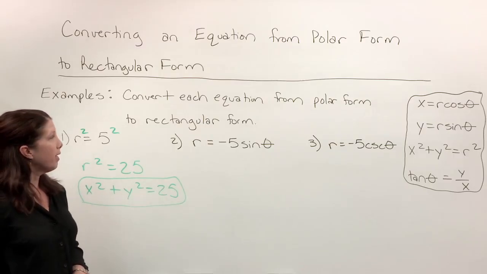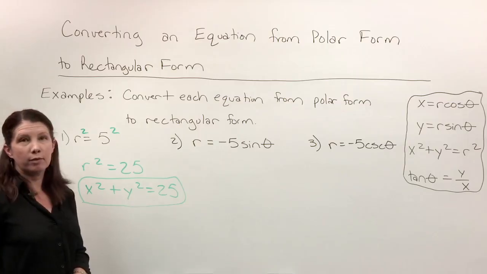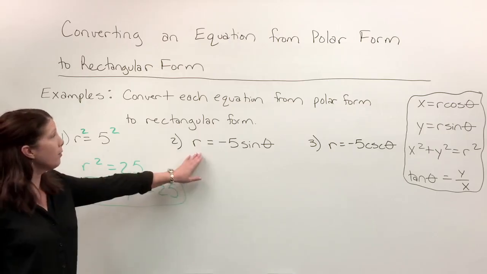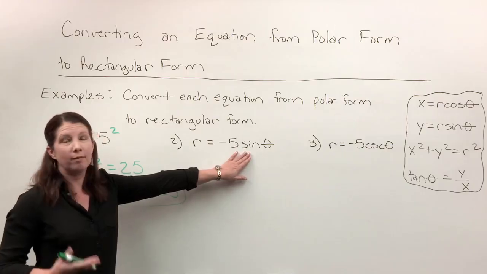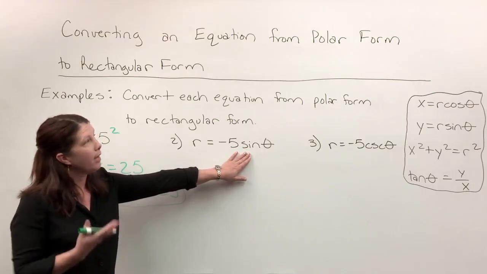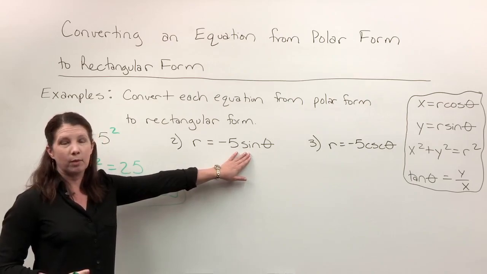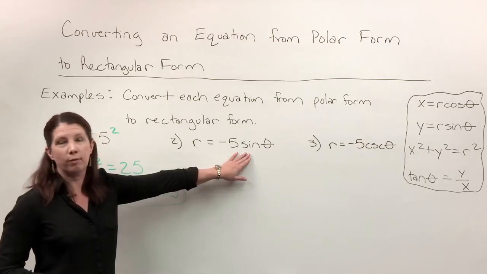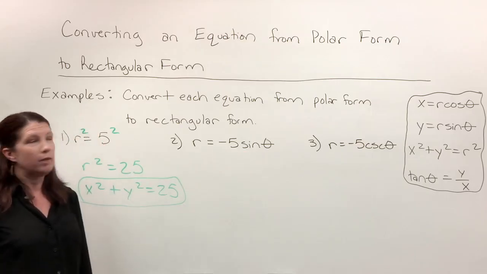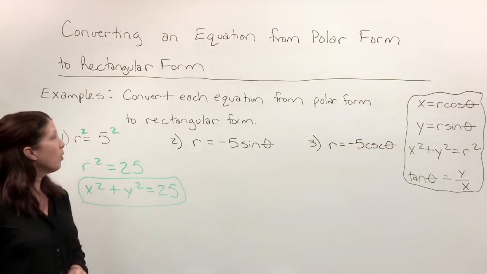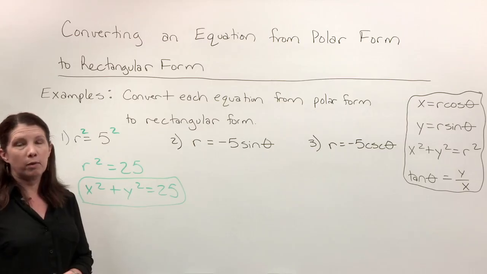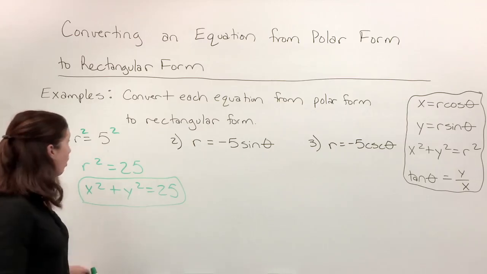Looking at the second example, it might make sense at first glance to maybe square both sides again. However, if you look at the right-hand side, if we square this side, we would then have sine squared theta. And if you look at your formulas, you see that we don't really have a formula that we could immediately use if we had sine squared. So instead, we're going to try a little bit different tactic. And we're going to take this equation and we're going to multiply both sides by r.